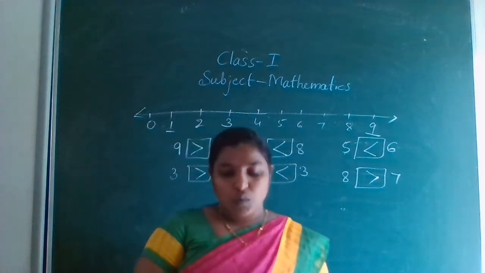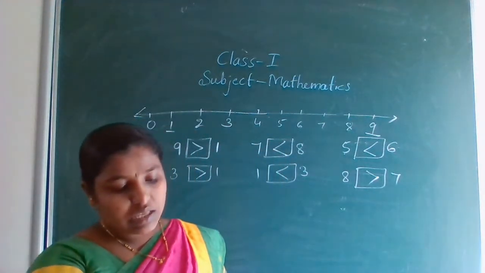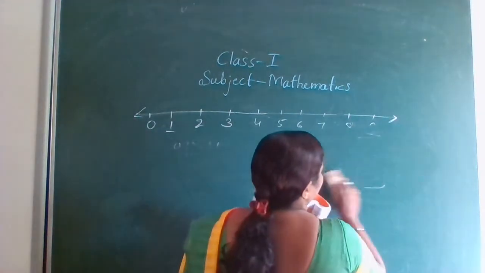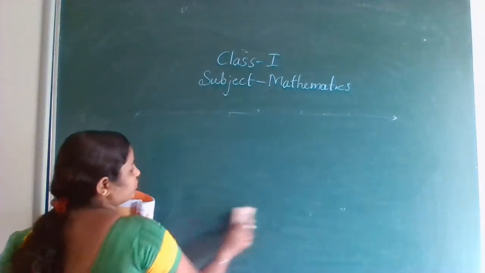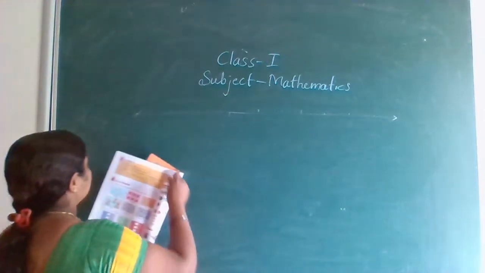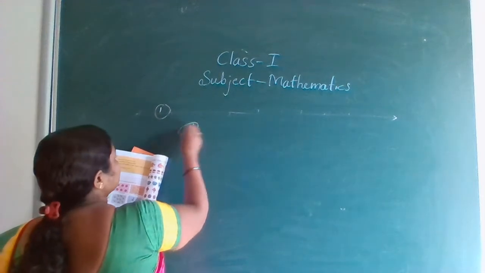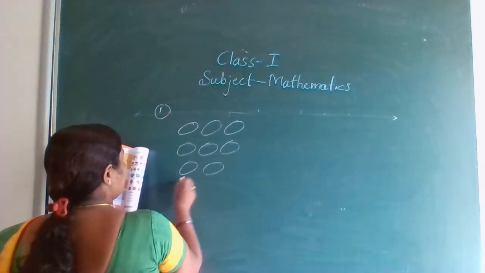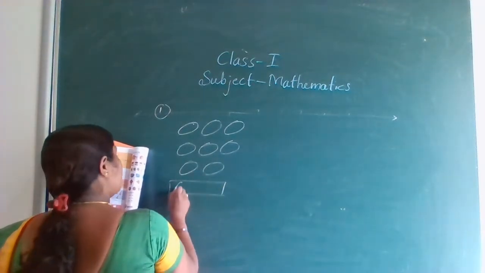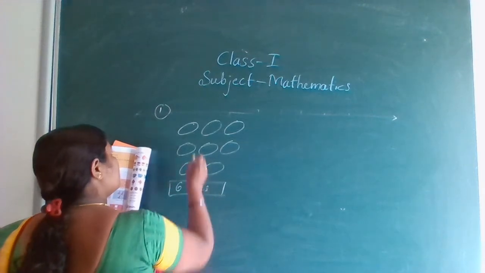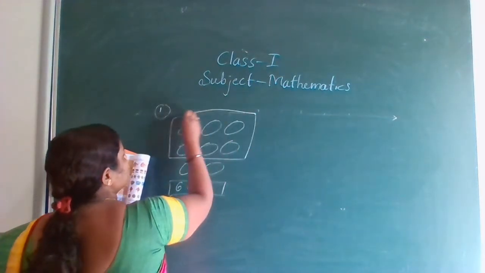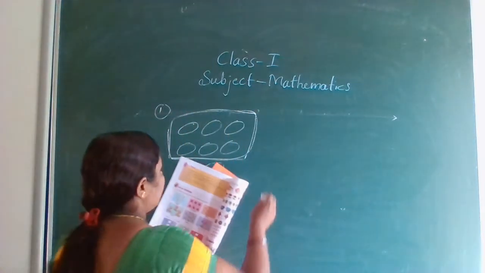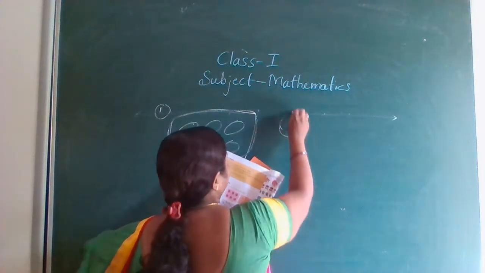Encircle as many objects as the number given below. See, first question. There are eggs. First one they have done it. And down they have given 6 eggs. What we should do is we should encircle 6 eggs.